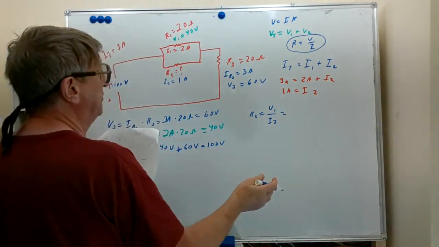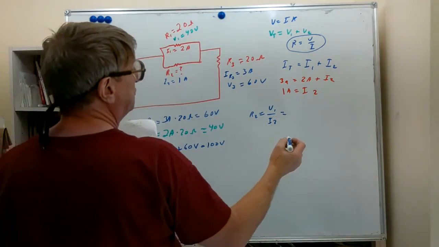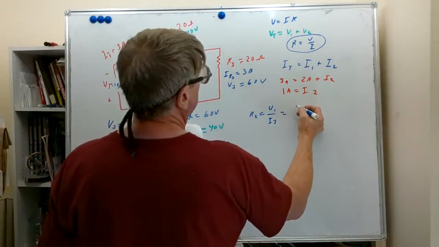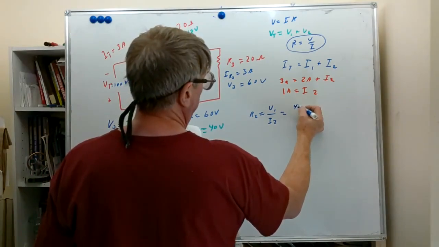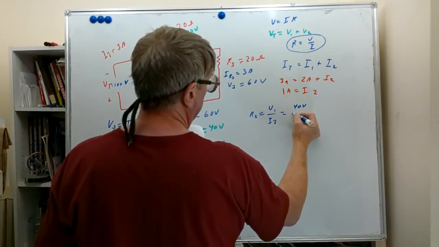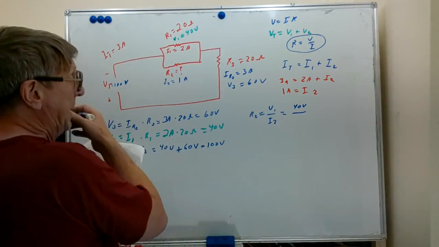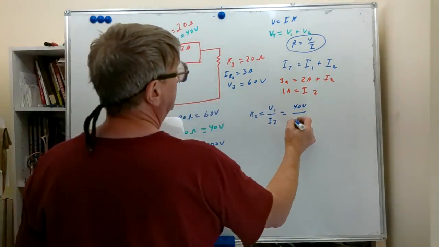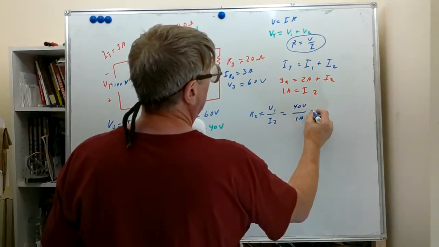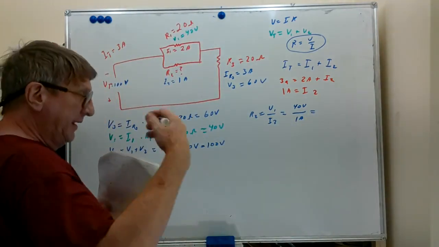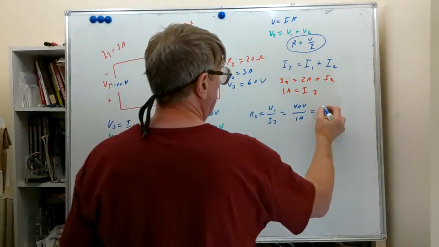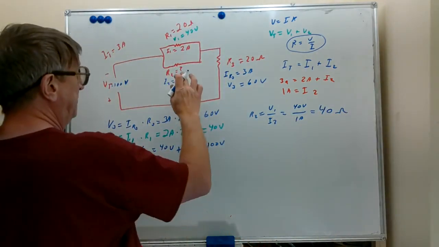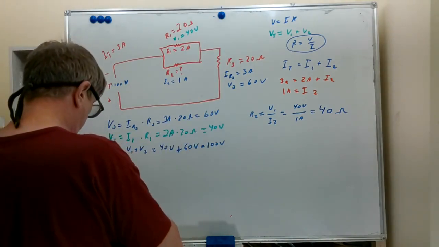So now we're going to substitute in our values. Our voltage V1, which is the same as the voltage across R2, by the way, is 40 volts. And our current is 1 amp. Well, 40 divided by 1 is 40 ohms. So we have R2 equal to 40 ohms.